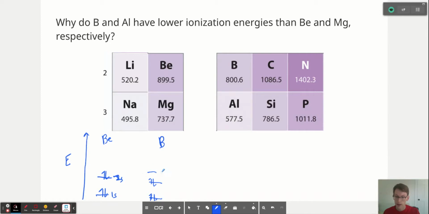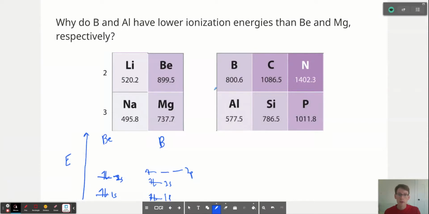But boron also has the 2p that has an electron in it. And the important thing to understand here is, ionization energy is the energy required to remove an electron, which means just whatever electron has the highest energy. So in the case of boron, we're removing a 2p electron, and in the case of beryllium, we're removing a 2s electron. It's easier to remove the 2p electron from boron than it is the 2s from beryllium. How do we know this? Well, because the ionization energy of boron is lower.